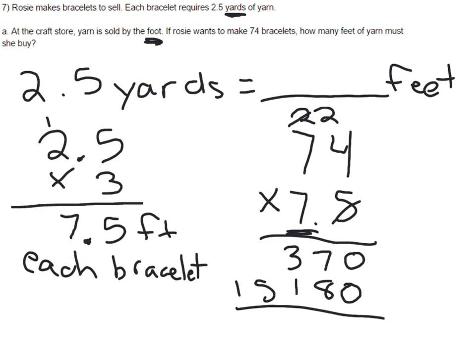Now, if I add these partial products together, I get 0. 8 plus 7 is 15, carry my 1. 3 plus 1 is 4, plus 1 is 5, and nothing plus 5 is 5. Remember, we have a decimal in this problem, so where would your decimal be? If you said right between the 5 and the 0, you are correct. So the correct answer for this is 555 feet of yarn.